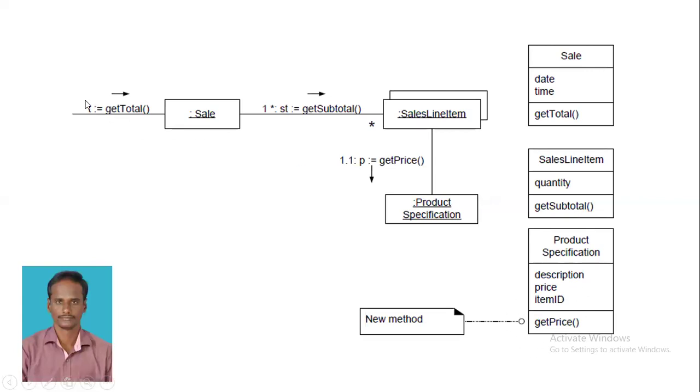So just see this diagram. We are getting the total. The total comes from the subtotal of the sale line item. The subtotal is calculated based on the price that is obtained from the product specification. So this is how we assign responsibility to the class, which is the information expert. We need to know what responsibility we should assign to each class. For example, here for sale we have assigned get total, for sale line item we have assigned get subtotal, and for product specification we have assigned get price.